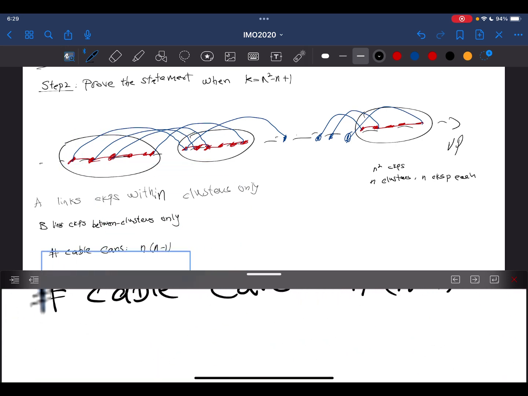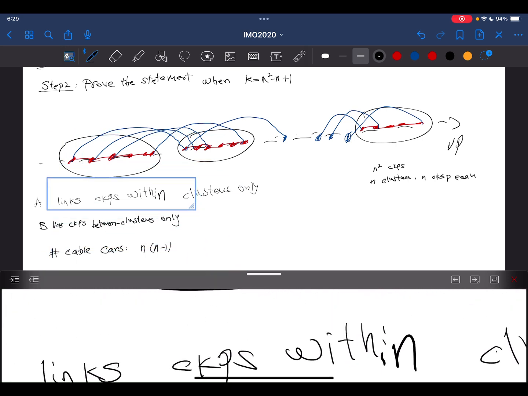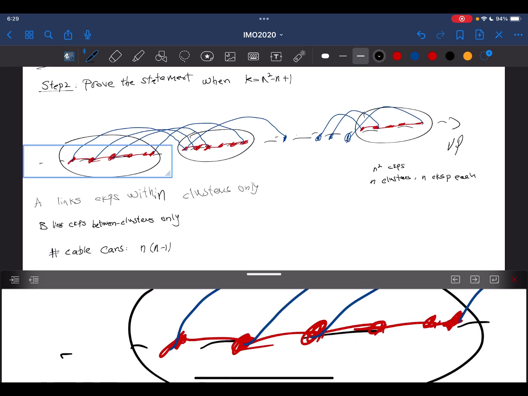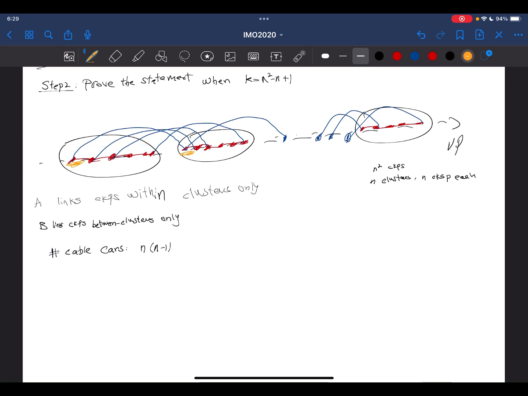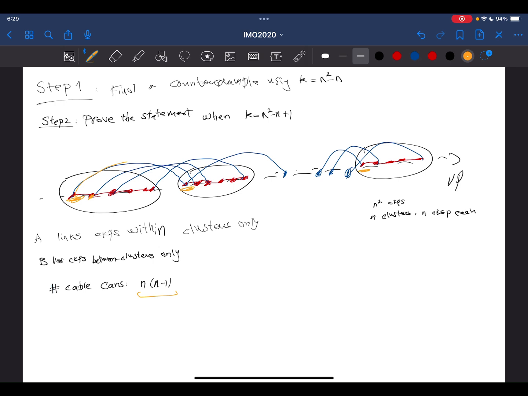And so for B, what happens is, just track the first checkpoints. It's a path of length n minus 1, and there are n of these paths, right? I have one starting with the first one, and then another one starting with the second one, and so on. So I would again get the same amount, n times n minus 1 cable cars for B as well. And that's basically step 1 done, right?